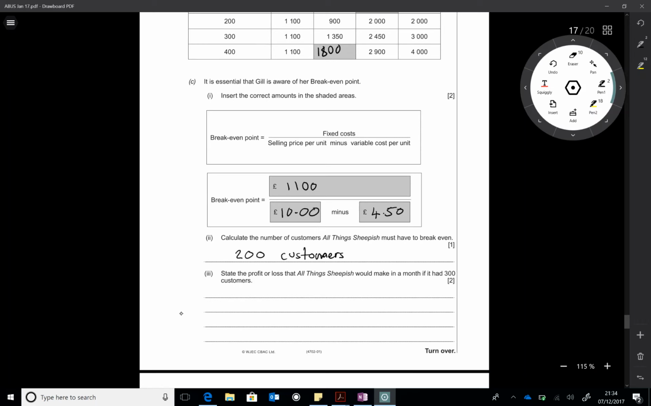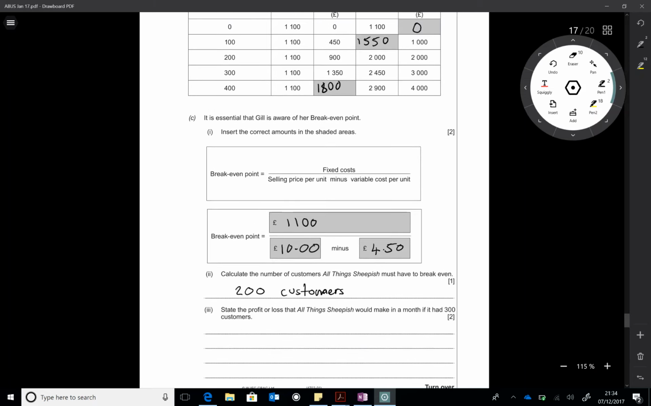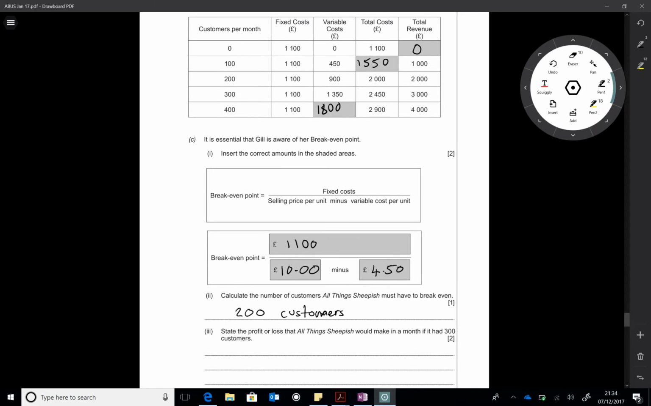Now you need to state whether there's a profit or loss if a certain amount of products have been sold. This will always refer back to this table here. We're looking at 300. I can clearly see that I've sold 300 products, and I know that I need to work out my profit or loss. So I'm going to use my total revenue and take away my total costs.